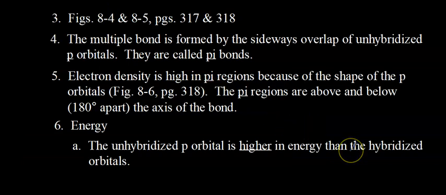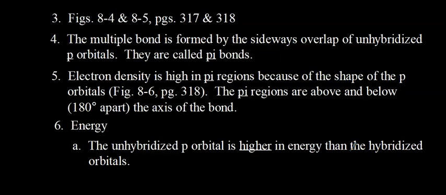So let's fill that out in the notes. Again, reference those pages. It shows it very nicely. A little different colors than the ones I've shown here. The multiple bond, in this case the pi bond, as we'll see, is formed by the sideways overlap of unhybridized p orbitals. So p orbital from one atom, p orbital from another atom, they overlap both above and below the plane of the sigma bond, and these are known as pi bonds.